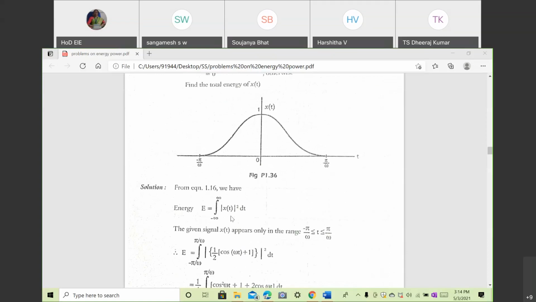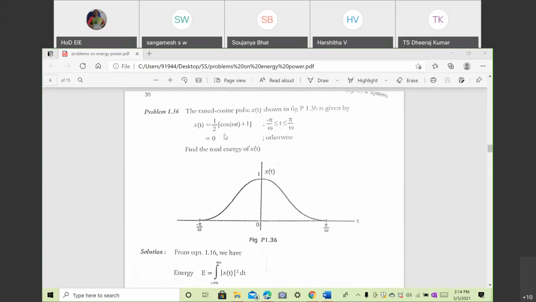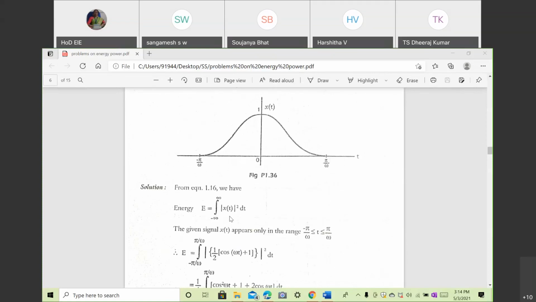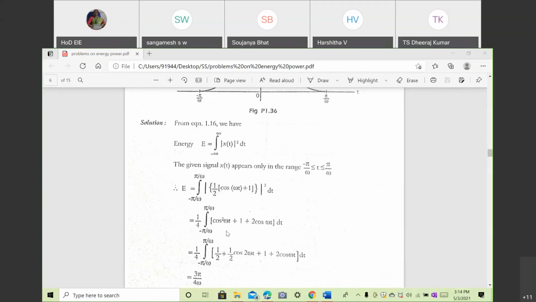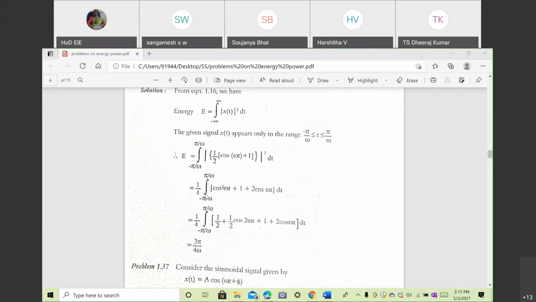In the integration limit, it changes from minus pi by omega to plus pi by omega, and the given x of t equation is substituted for x of t, then the magnitude squared is taken. Then the formula (a plus b) whole square equals a square plus b square plus 2ab is applied. Then integration is done, limits are substituted, and we get the final answer, 3 pi by 4 omega. That is the answer for the energy of the signal.